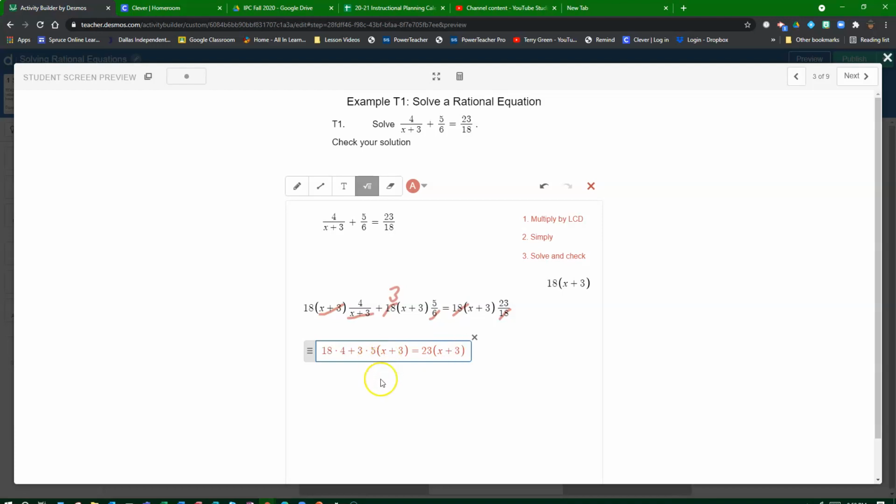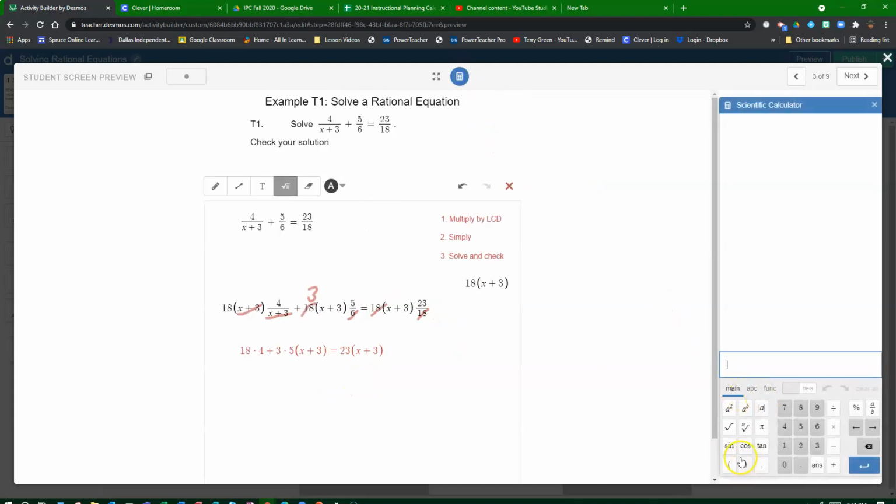Okay, it might seem like a lot, but now we have no fractions. That's what happens when you multiply by the LCD. Now let's simplify this expression. So I come right below here and change my color back to black. I have to figure out what 18 times 4 is. I'm going to borrow my calculator for that because I don't want to do that. 18 times 4. That's 72. So I'm going to put a 72 here.